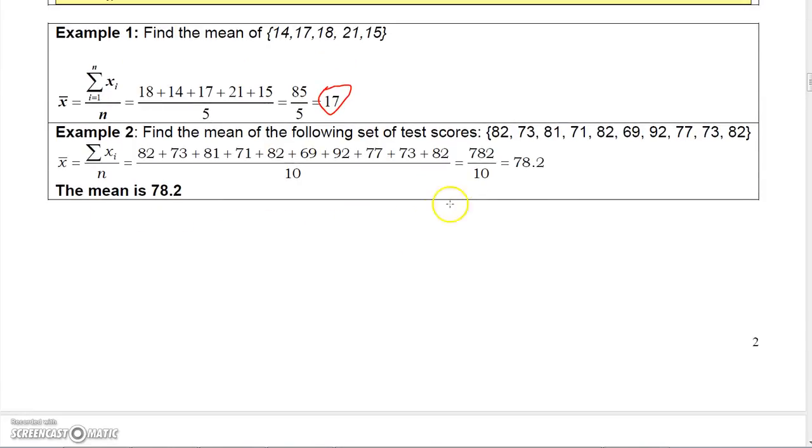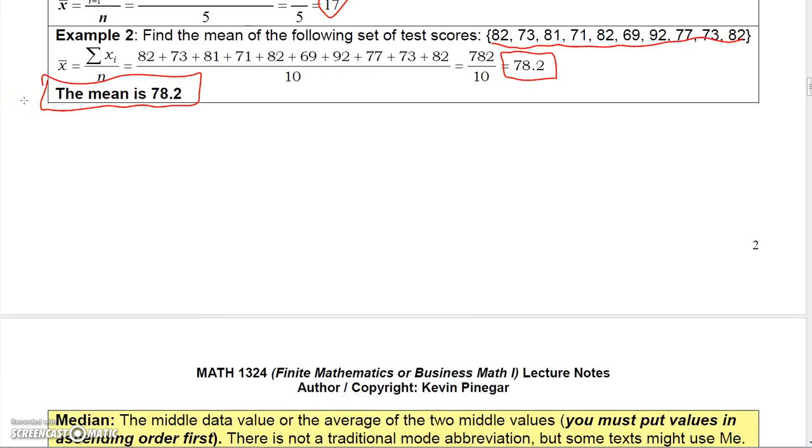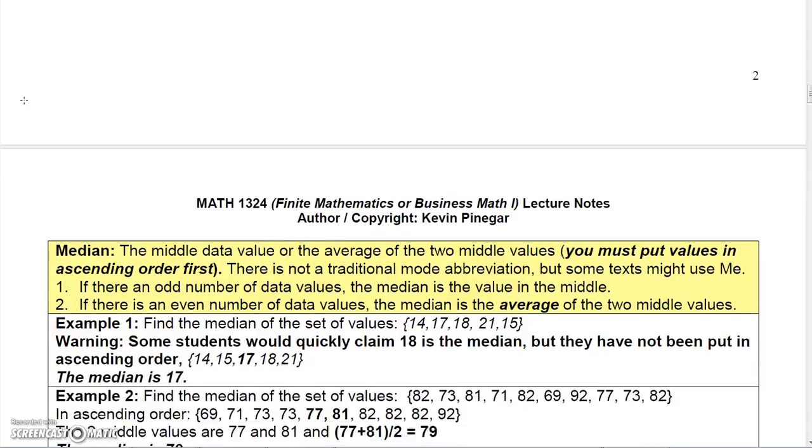Here's another example. Suppose these are test scores randomly selected from a class. For the sample mean of these 10 test scores, we would simply add up all the test scores, and since there are 10 test scores, we would divide by 10, and we would get a mean of 78.2. So that's pretty simple. To get a mean, you just add up all the values and then divide by the number of values in the data set.